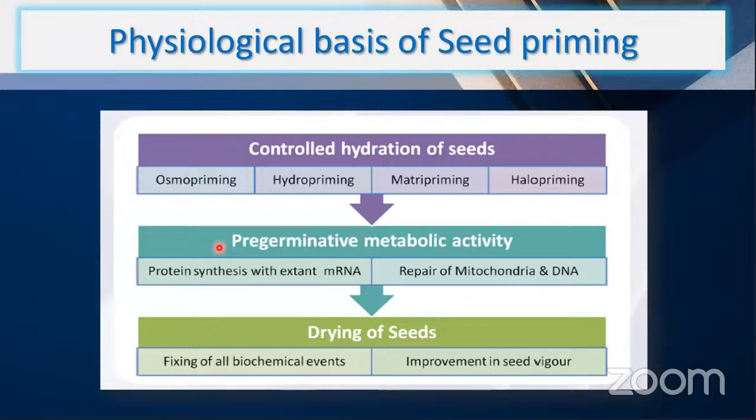So you stop the soaking before the radical emerges. You allow all the pre-germinative metabolic activity to proceed. The main things that happen are protein synthesis with extant mRNA, the mRNA which is already present inside the seeds, and then repair and synthesis of mitochondria and DNA. These are the major pre-germinative metabolic activities which proceed inside the seeds during this controlled hydration.